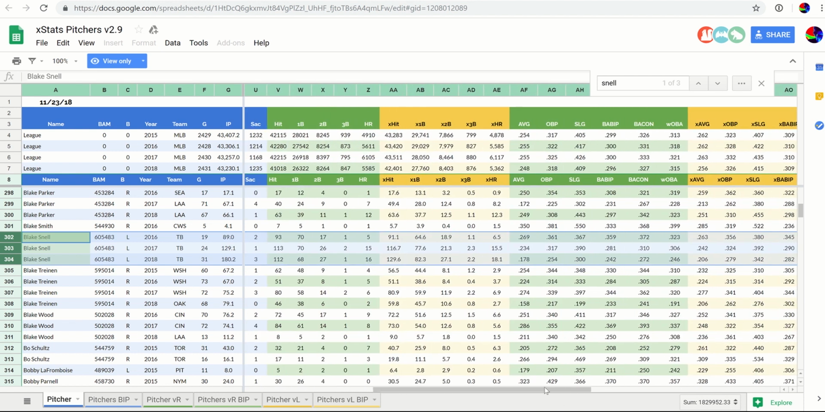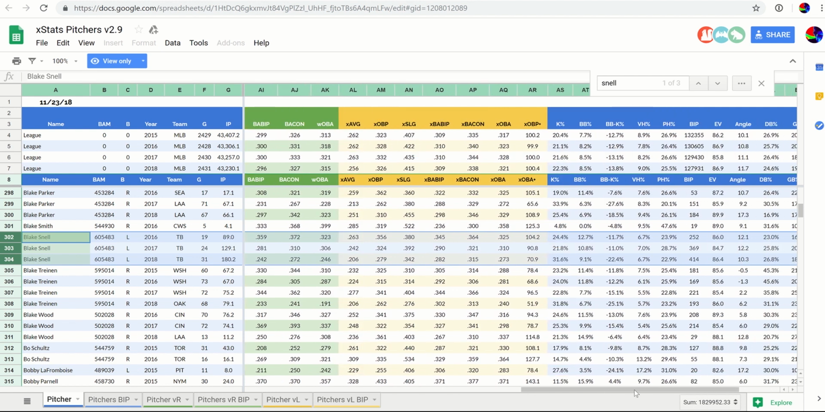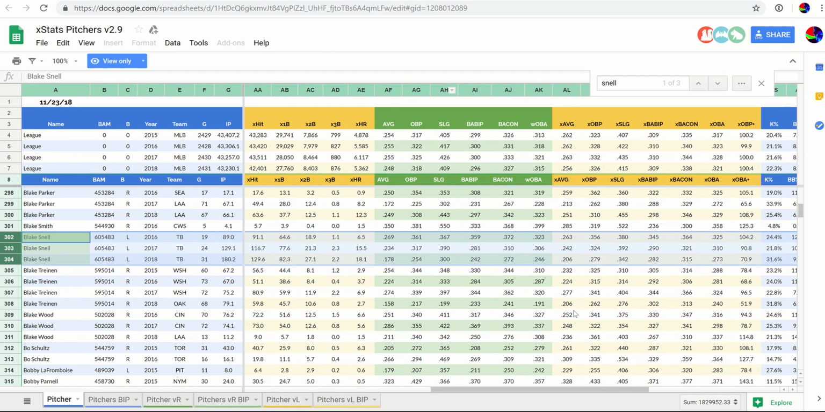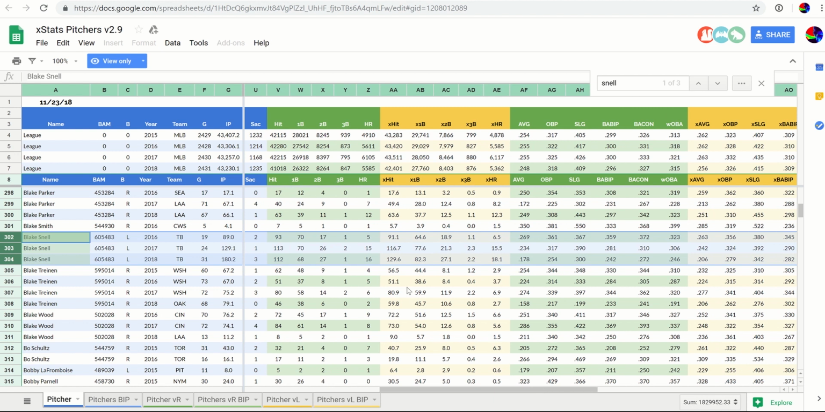And again, here's where you start to see the interesting stuff. Hits, 112 hits, but 129.6 expected hits. 16 home runs, 18.1 expected home runs. So he got really lucky on batted balls last year. How lucky? A .178 average should have been a .206 average according to xStats. And a .246 wOBA should have been a .273 wOBA according to xStats. Now, again, we can look at all of these things right here to get a sense of how lucky they might have been.